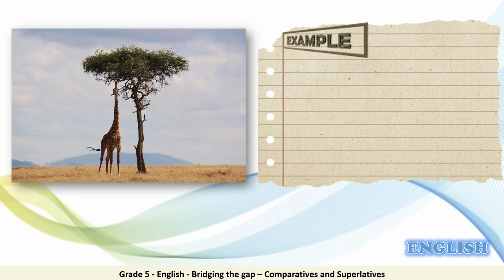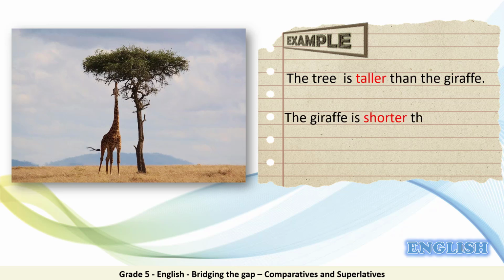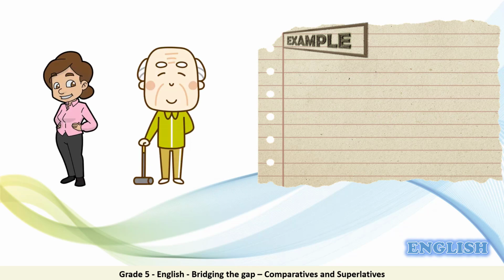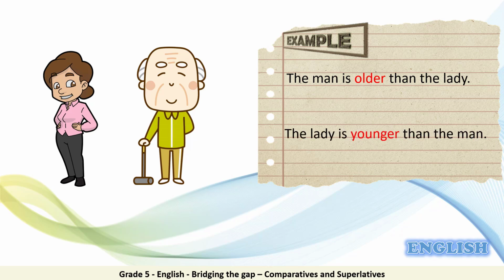Look at this picture. We need to compare here between the tree and the giraffe, okay? So the tree is taller than the giraffe, or the giraffe is shorter than the tree. Look at this man and this young lady. How can we compare between them? Excellent. The man is older than the lady, or the lady is younger than the man.